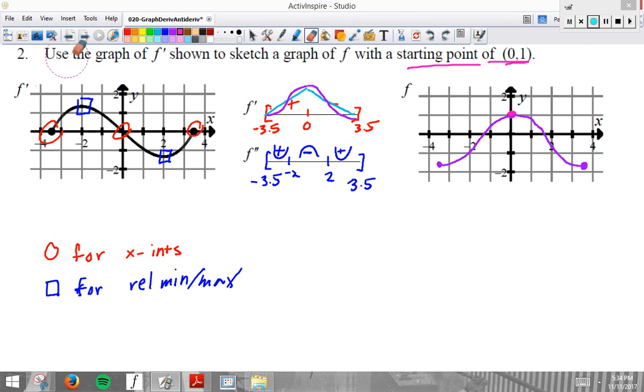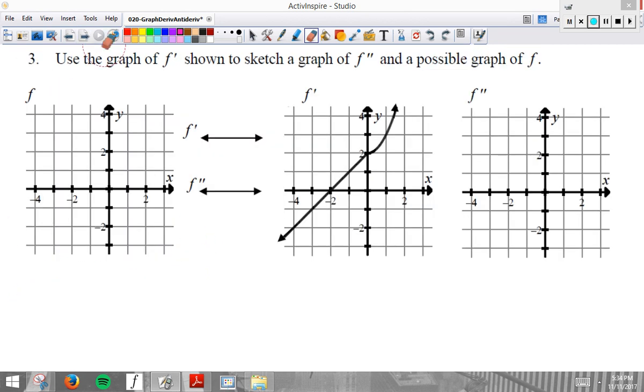X-intercepts, circle, box relative min max. All right, culminating problem. Graph F prime, use F prime to graph F and F double prime.